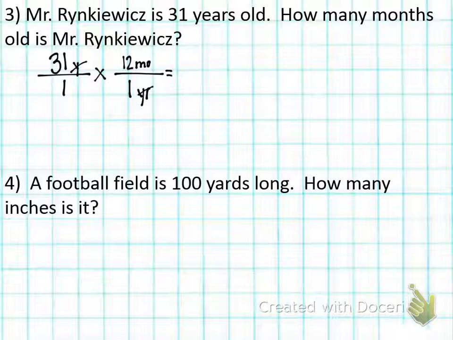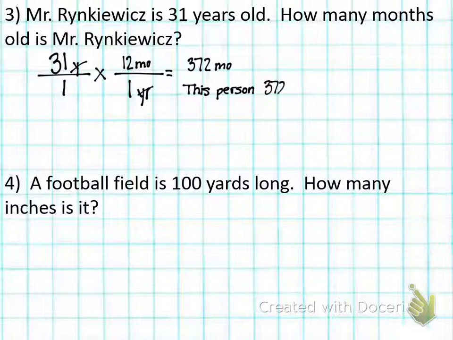Okay, so show me your answers, okay? Ready, go. 372 months. And of course, what do we do? This is a word problem, so what does my answer have to have? What did I do at the last part of each problem? Turn to your neighbor, tell them a complete sentence answer. What would you write? Good. So Mr. Rinkowitz, or this person, is 372 months.